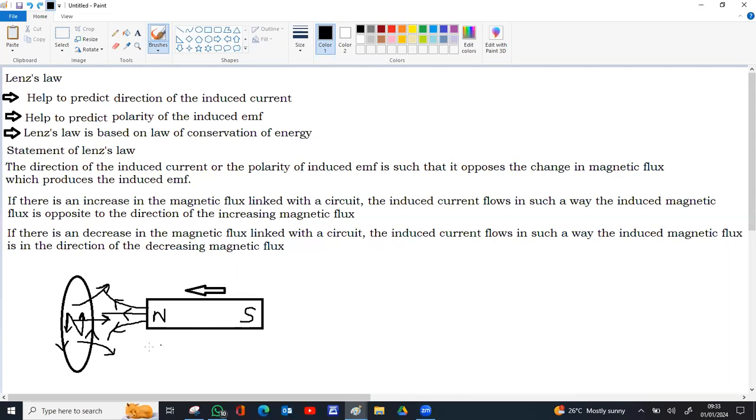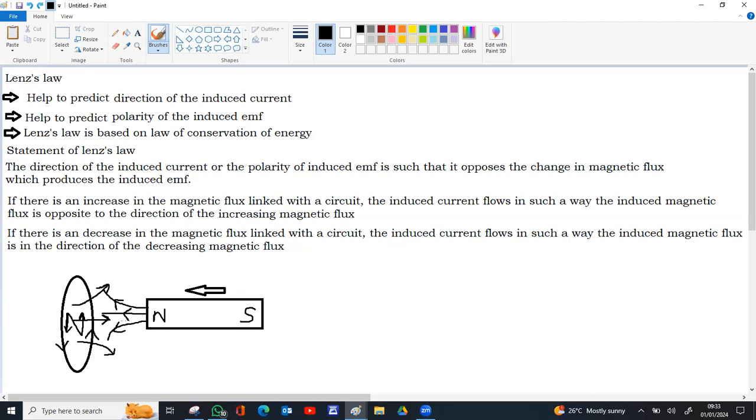Then we will see how Lenz's law is according to the law of conservation of energy. When the north pole is approaching the coil, according to Lenz's law, as the magnetic flux through the coil increases, the coil has to produce a magnetic flux in the opposite direction. So the current has to be anti-clockwise. The right face of the coil, the face near the magnet, develops a north polarity due to current in anti-clockwise direction, which is predicted with the help of Lenz's law.